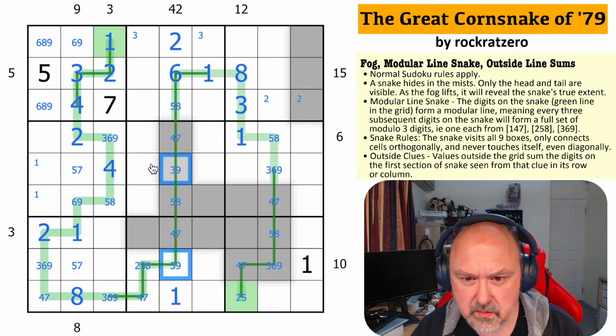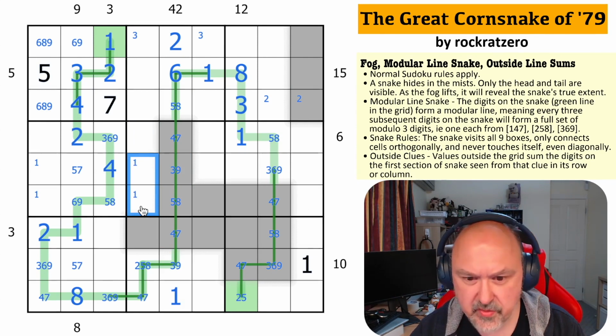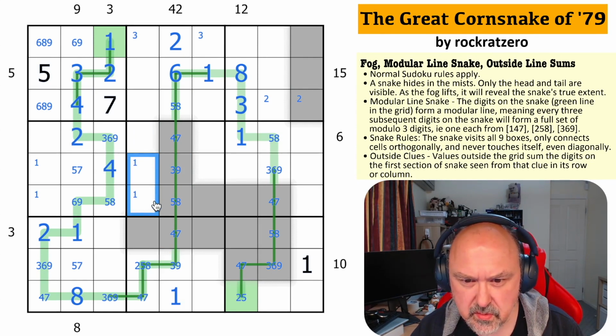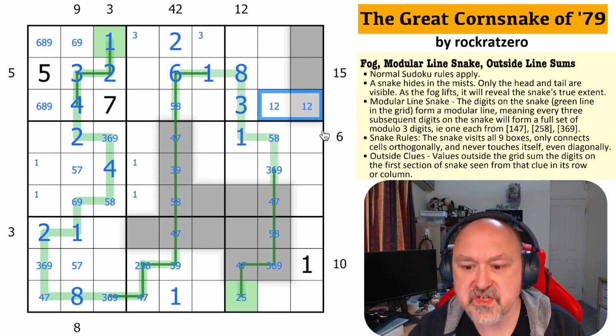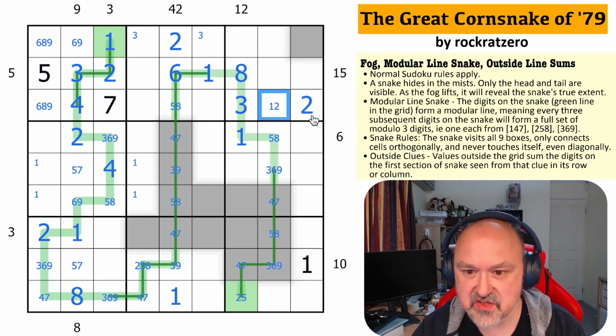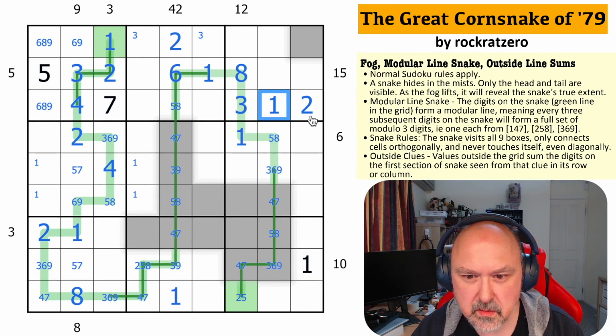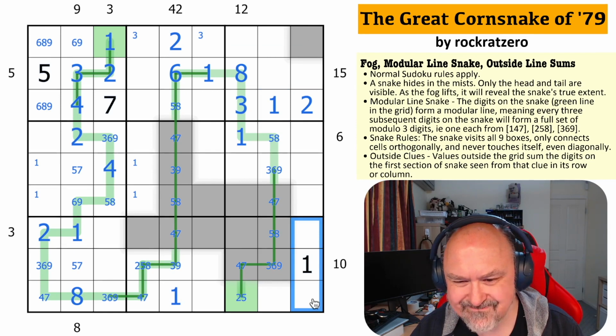This 1 means 1 is in one of those 2. And this becomes a 1-2 pair, which is known because of that 1. This is a 2, this is a 1. Two, not sure.